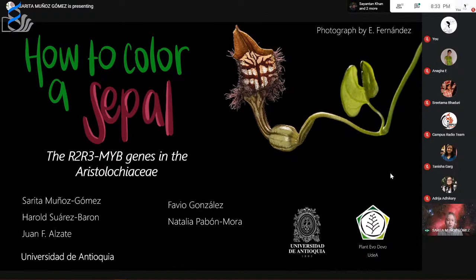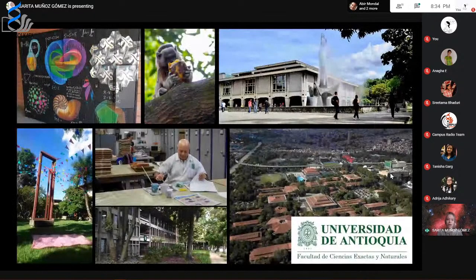I'll be talking about the R2R3-MYB genes in the Aristolochiaceae and how they are related to the production of pigments in the perianth of these flowers. These are actually the results of my undergrad thesis that was developed last year under the mentoring of Natalia Pavonmora. And we worked in the plant Evo-Devo lab at the University of Antioquia in Colombia. But before getting into our work, I wanted to tell you a little bit more about my background.